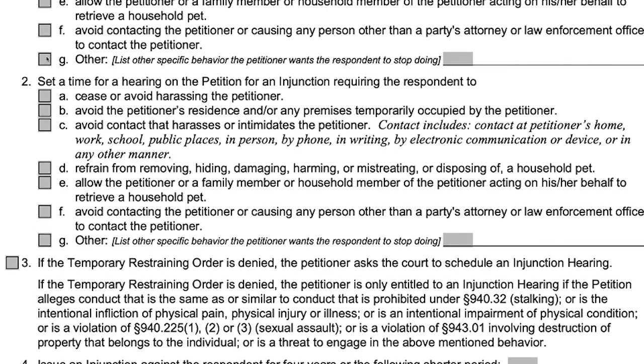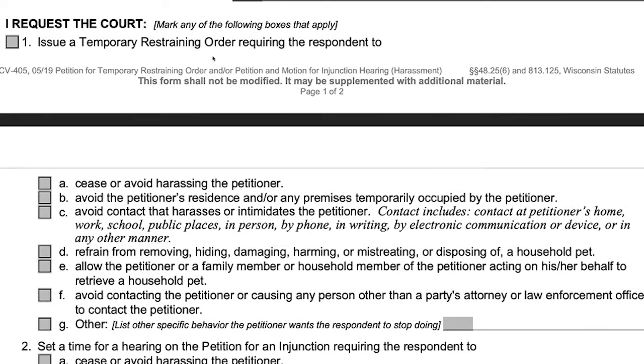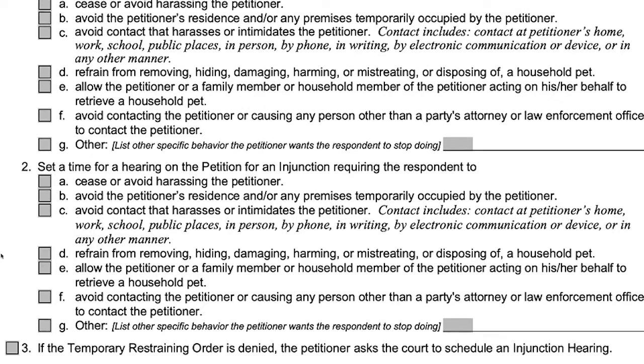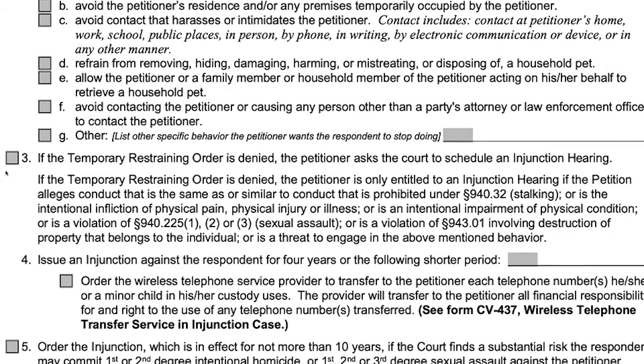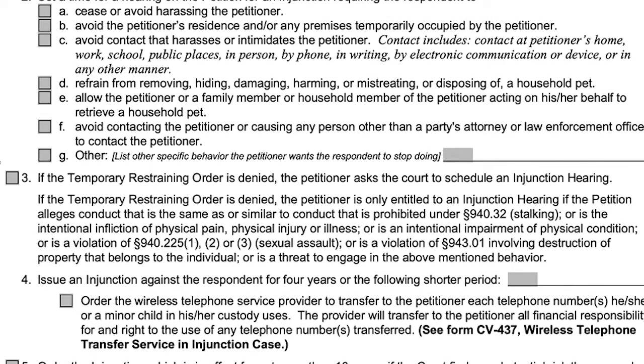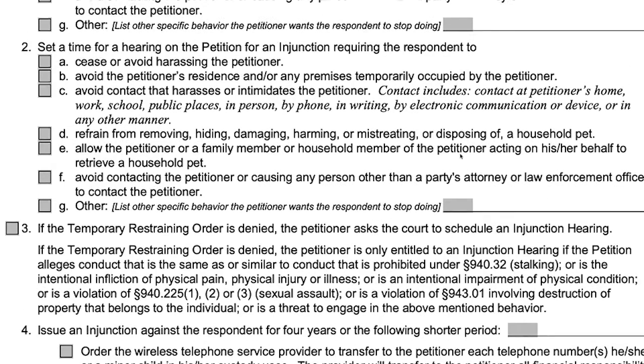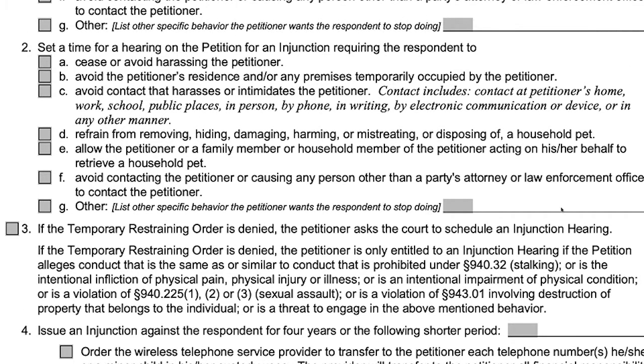Then, because you're asking for a temporary restraining order, you need to ask for a hearing on the petition. And it gives you all of the same options as above. So I would just click whatever options I clicked in paragraph 1. I'd repeat in 2. And again, if you have to click other, and you already put attachment 3 up here, I would just say again, see attachment 3.